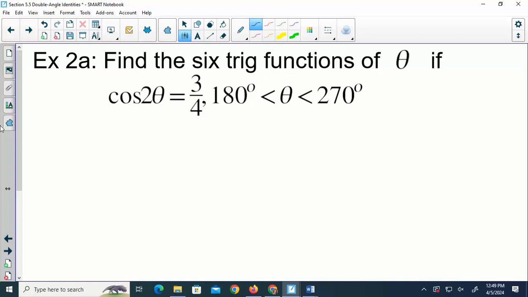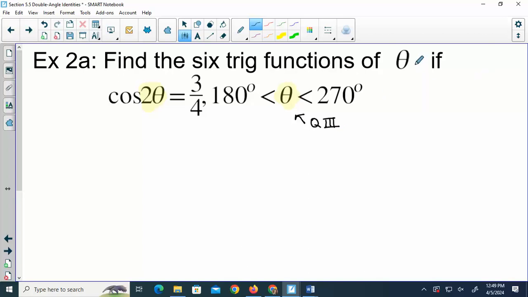Find the 6 trig functions of theta if cosine 2 theta is 3/4 and 180 is less than theta is less than 270. The trickiest thing here is knowing that 2 theta and theta are 2 different angles. Okay, so you have to keep those straight. If I am talking about theta being between 180 and 270, what quadrant is that in? That's not 2 theta, that's the quadrant for theta itself.